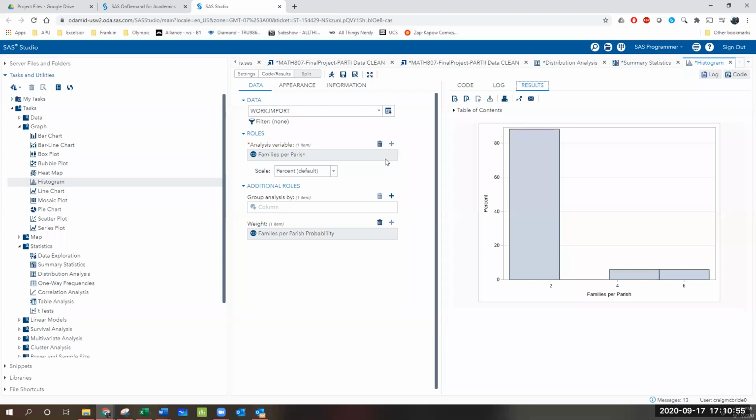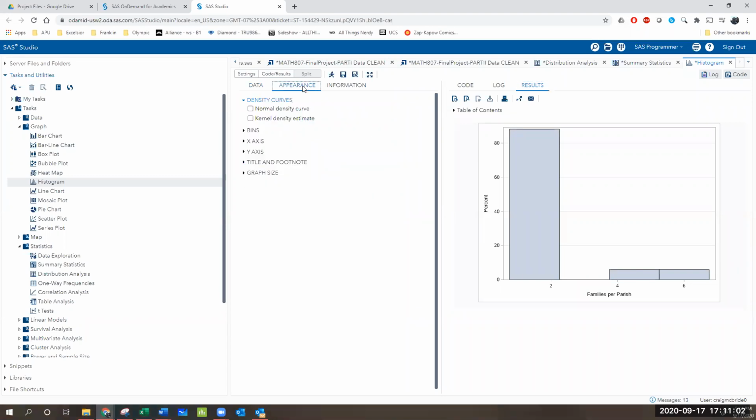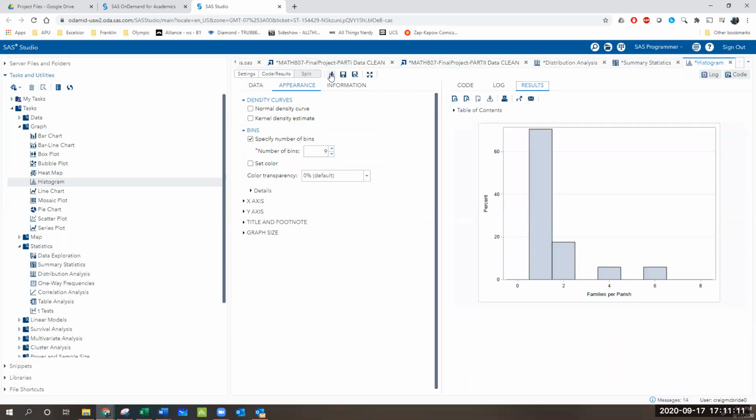Families per parish has 9 data points, 1 through 9. So let's go to appearance and bins, and let's specify and make the bins 9 and see if that makes it look better. Better, but still not great. You've got these little tiny ones here, but this is fine. I still don't like the fact that they're touching, because histograms are supposed to be used for continuous data only, and these are discrete data values.